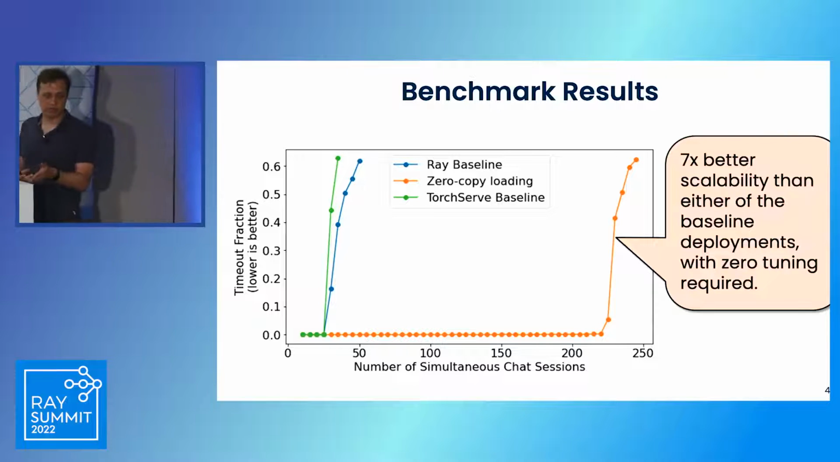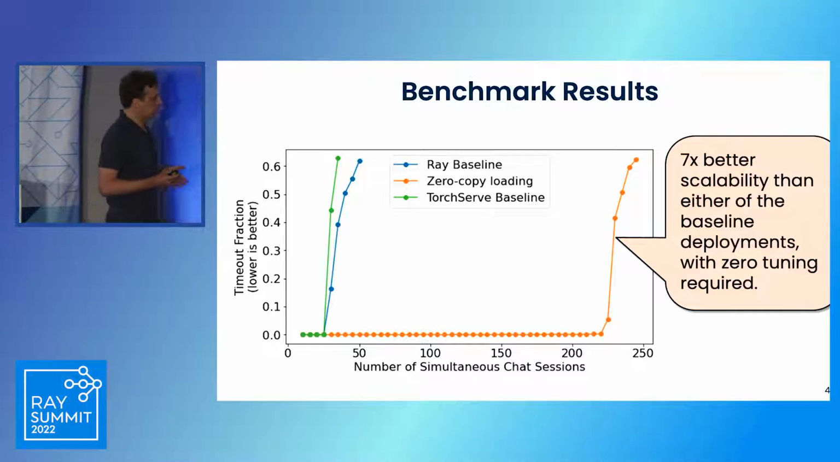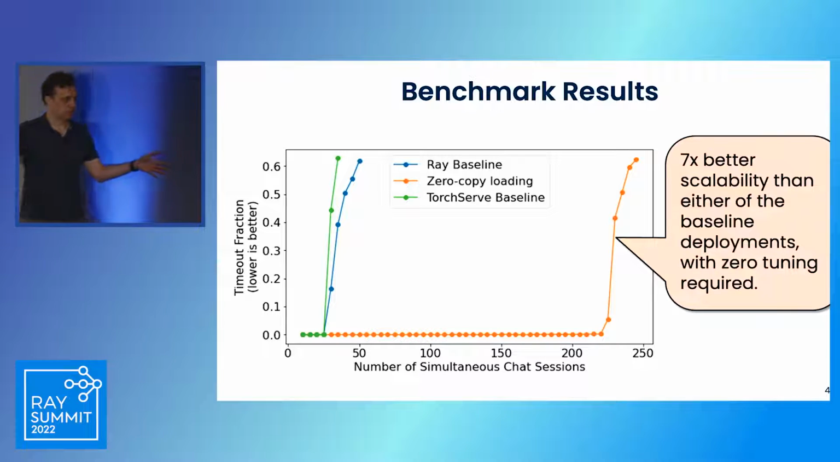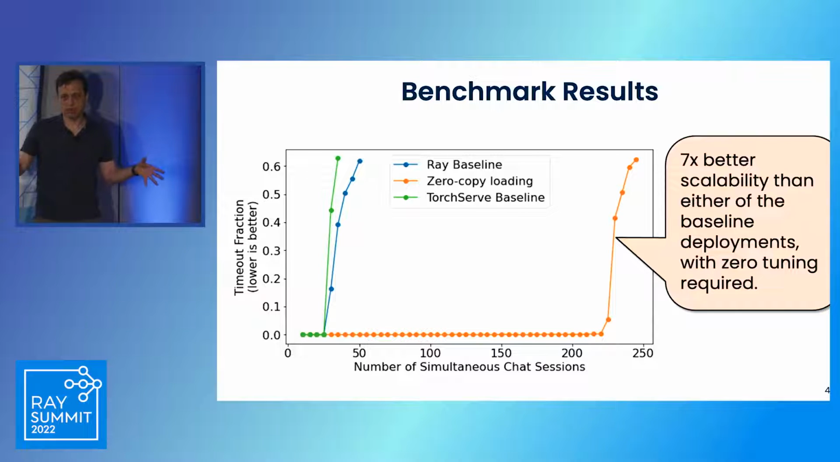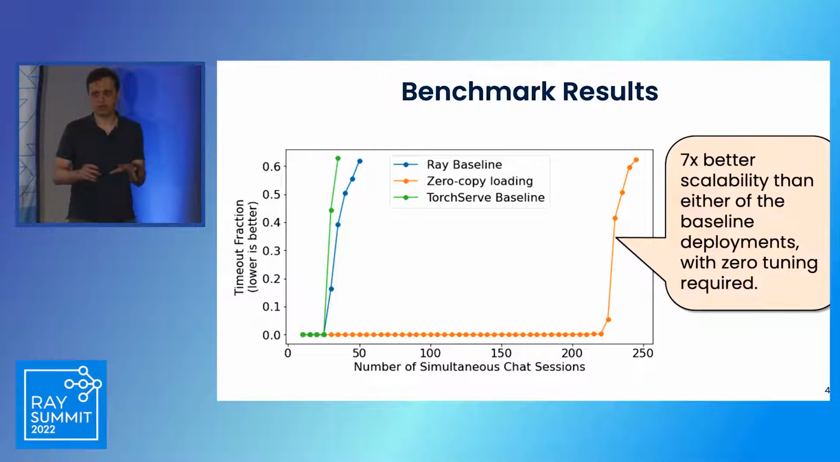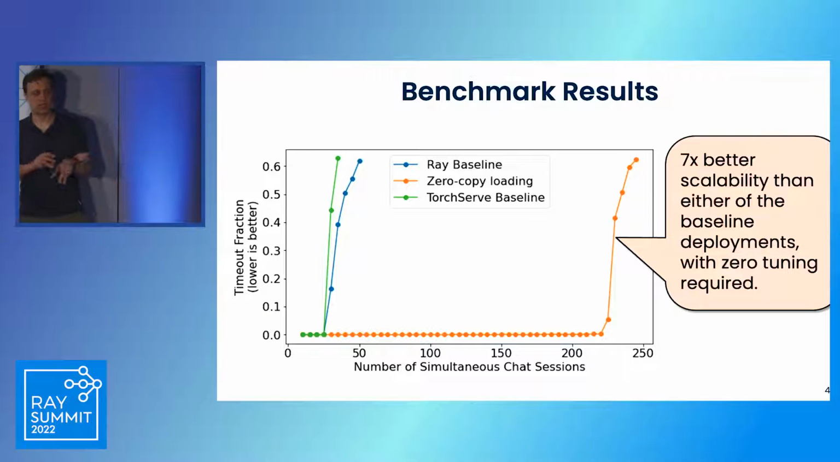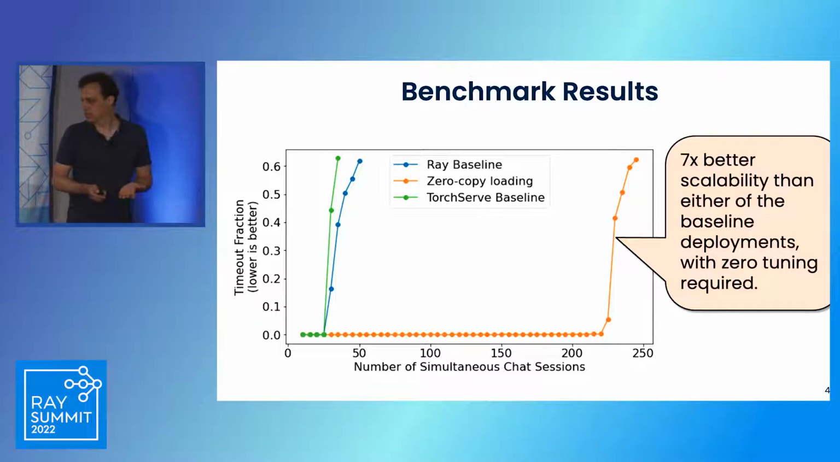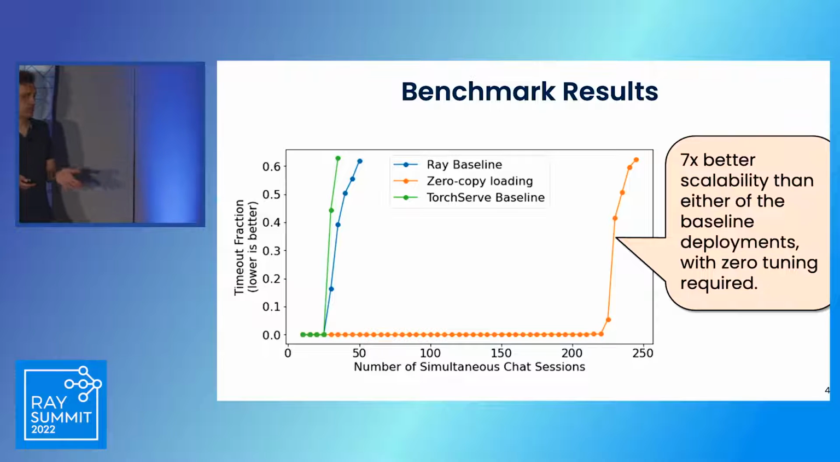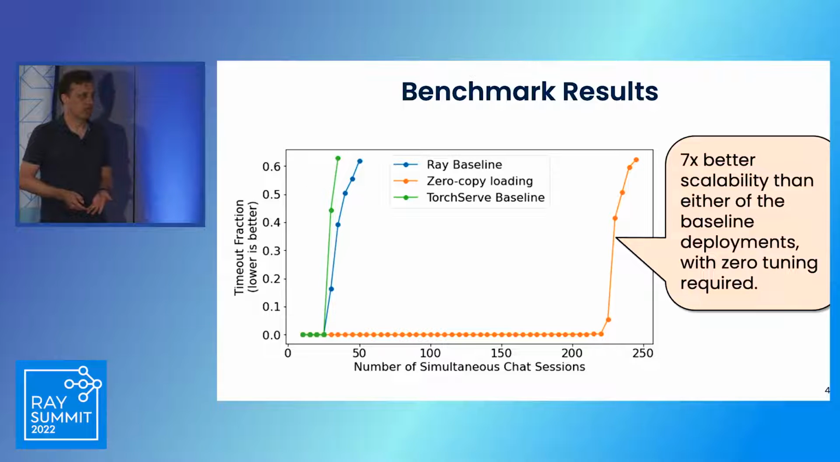With our zero-copy based solution, though, because all of the models are on Plasma, there's much lower steady-state usage of memory. And because everything is done in stateless Ray tasks, Ray's task scheduler can allocate all of the processing power of the entire cluster to whatever models happen to be getting the most requests right now. So this gives us an end-to-end scalability improvement where we can go out to about 225 simultaneous sessions. And that's overall a 7 times improvement in the scalability that we can achieve while still staying within our service level requirement.